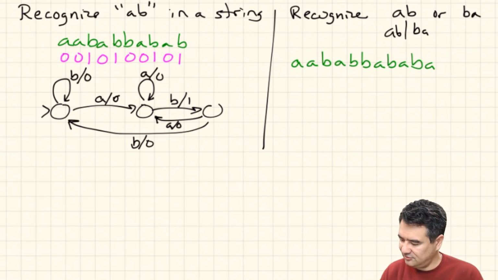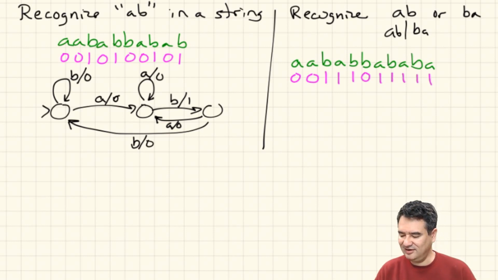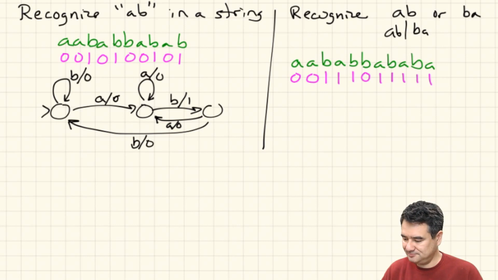So the output of this should be 0, 0, 1, because now we've seen an AB. And then BA, we should output a 1 for that. And then AB, we should output a 1 there. BB, that's a 0. BA, that's a 1. AB, that's a 1. BA, that's a 1. AB, it's a 1. BA, it's a 1. Right? So every time we see either an AB or a BA, we should output a 1.